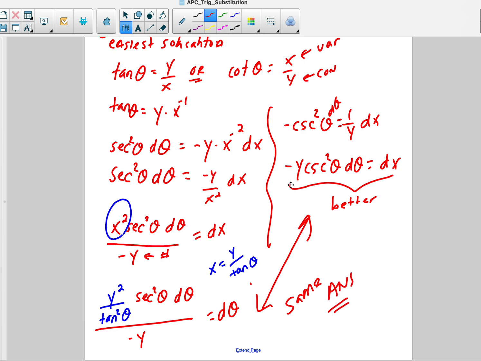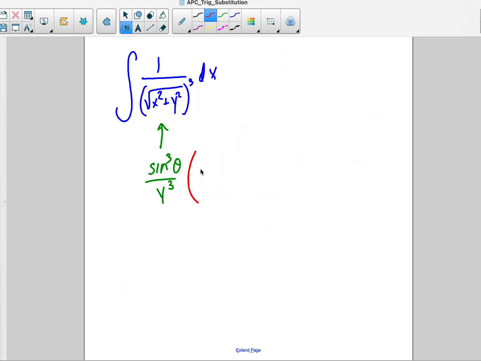So assuming I use the negative y cosecant squared theta d theta, so if we go back here and I use the negative y cosecant squared theta d theta, right? That's going to replace this piece. So I'm going to clean this up now, right? So that's what I've got to clean up.